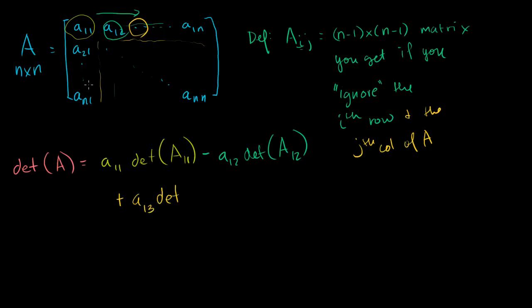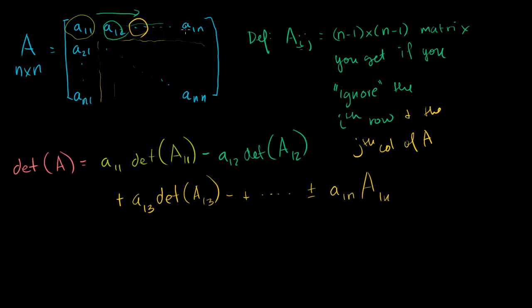So if this is n by n, these are each going to be n minus 1 by n minus 1. So the determinant of A13. And you're just going to keep doing that, keep switching signs. So there's going to be a minus and then a plus, and you keep going all the way. It depends on whether we're dealing with an odd number or an even number. If it's an odd n, this is going to be a plus. If it's an even n, it's going to be a minus, all the way to A1n, the nth column, times its submatrix, A1n.